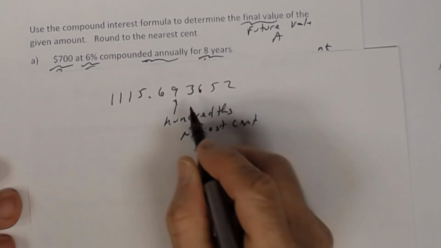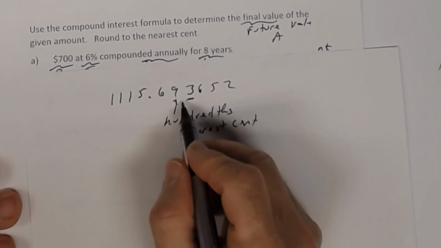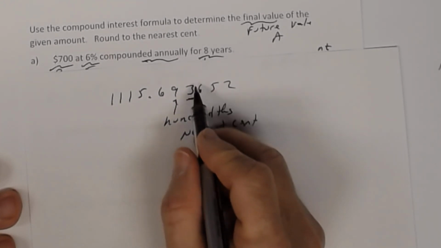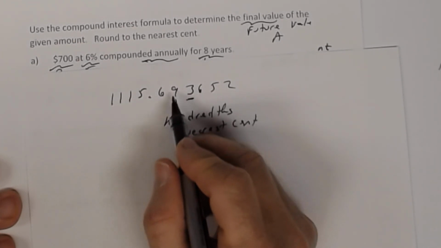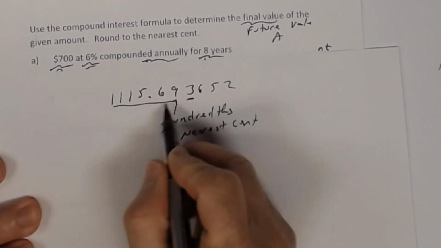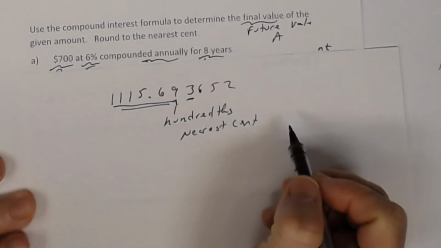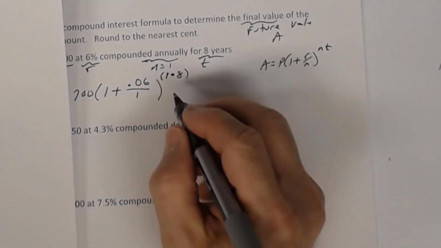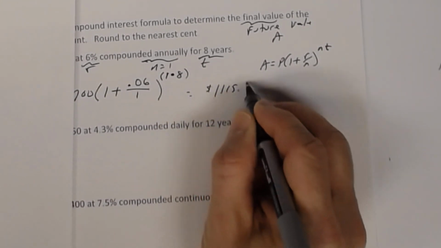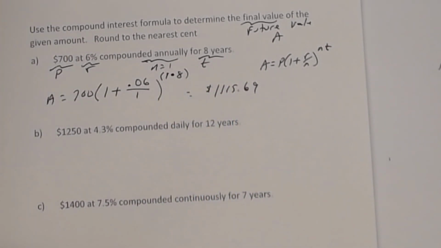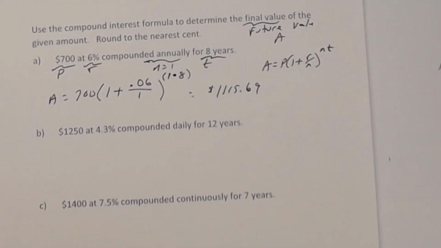But remember, when rounding off, you have to look at the digit to the right. If that is 5 or larger, then you add 1 to this digit. Well, since it's not, the 9 stays 9. So this is what you would write. The answer you're going to write will be $1,115.69. Okay?